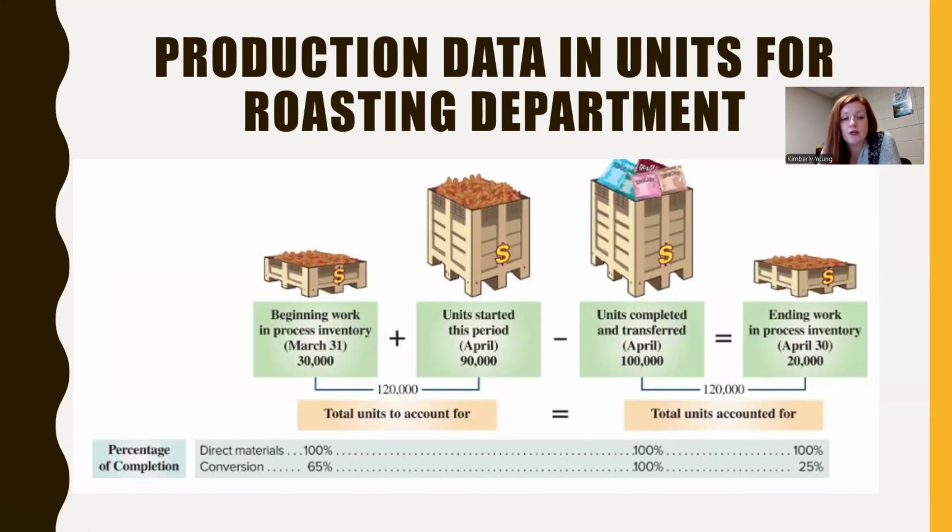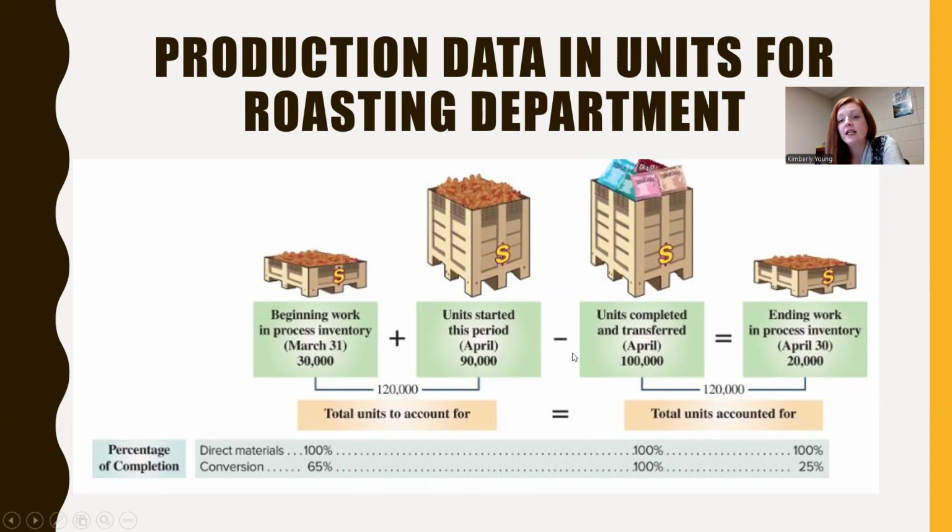So this is how it looks for units. In the beginning, we were trying to make these 120,000 units. We started with 30,000 units, so we already had 30,000 that were in the process of being made. Then we added another 90,000 to try to complete. So we've got 120,000 between the two that we are working on finishing throughout this accounting period of April.